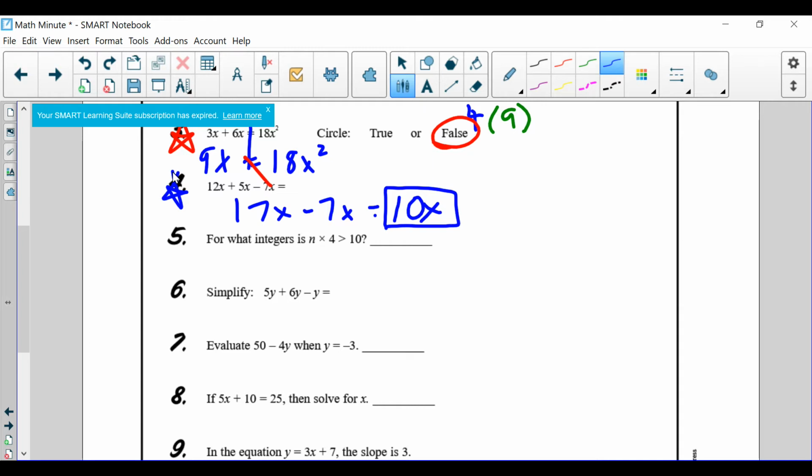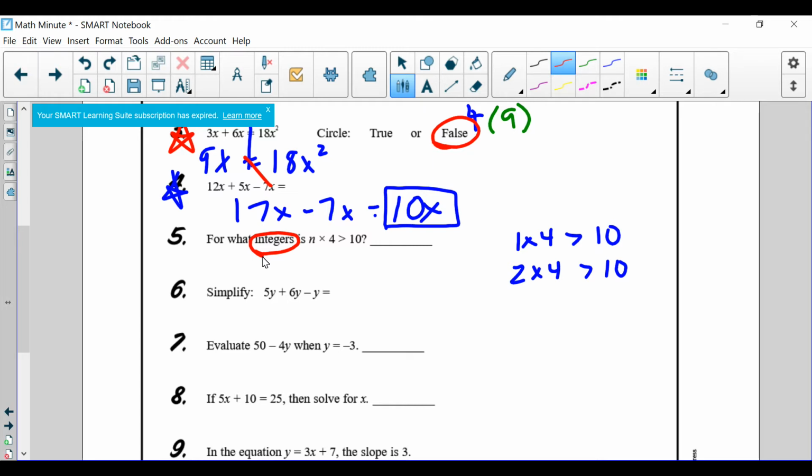Next, we're going to talk about number 5. For what integers is n times 4 greater than 10? Well, let's think about that here. If n is equal to 1, 1 times 4, is that going to be greater than 10? No. What about 2 times 4? No, that doesn't work either. That's 8. 8 is not greater than 10. There's a lot of different numbers that it could be. Notice how the question's saying integers, so it's talking about whole numbers. It's not talking about decimals.